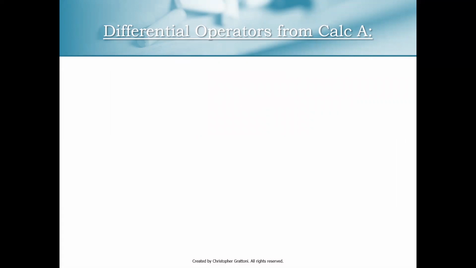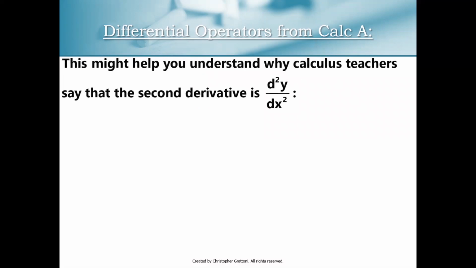Now, once you understand d dx as a differential operator, it can help us understand some other things that you might have encountered in your previous calculus courses. For example, this notation for the second derivative. I remember this notation driving me crazy. F double prime of x I was good with, y double prime, totally fine, but d squared y over dx squared, it never really made sense to me. And the reason was I wasn't looking at this through the lens of differential operators.